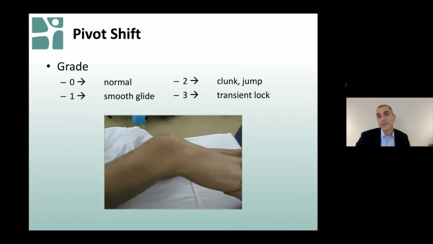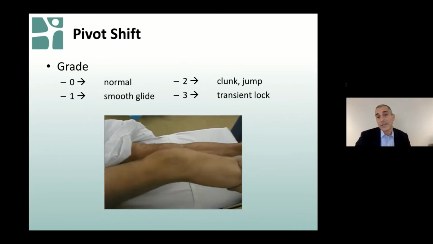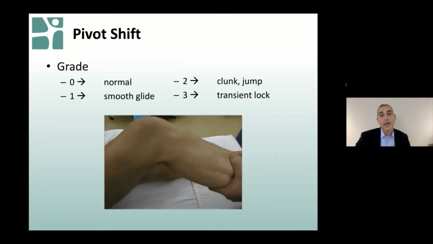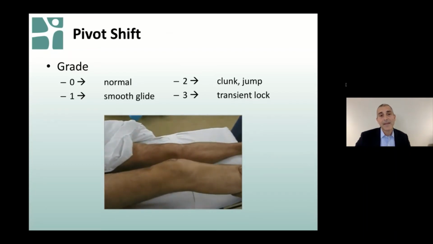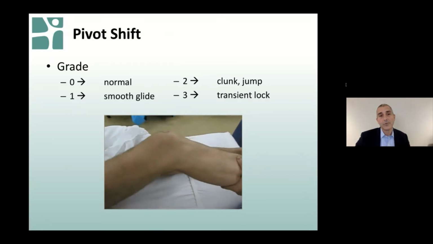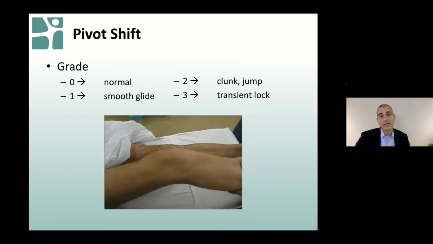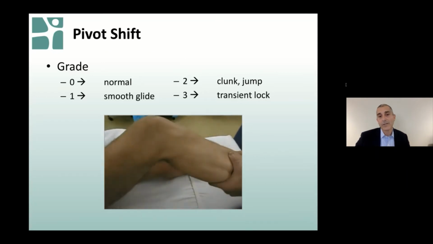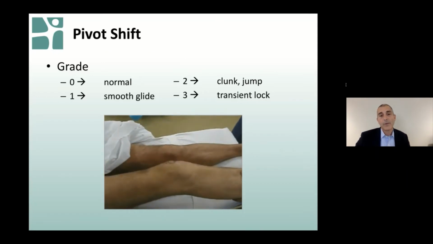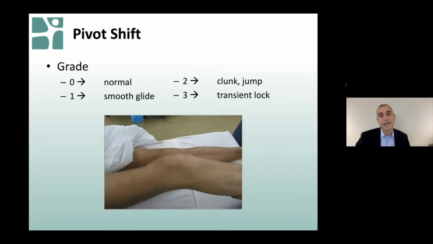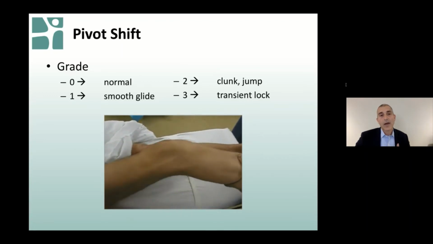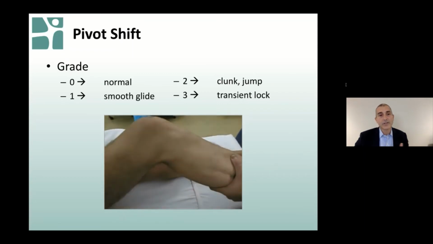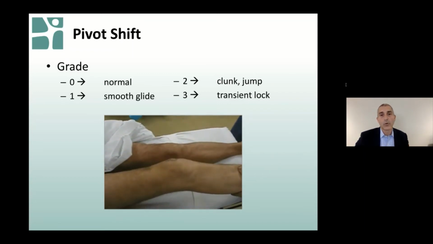The pivot shift is another test we perform. This one is a little bit more difficult to perform in a patient who's painful, but what we're trying to do here is examine that important role of the ACL to provide rotational stability. We exert a little bit of rotation to the lower leg bone, the tibia bone relative to the femur, and we bring the knee from extension to flexion, and we actually watch as the tibia moves from a slightly dislocated position to a reduced or more normal position.